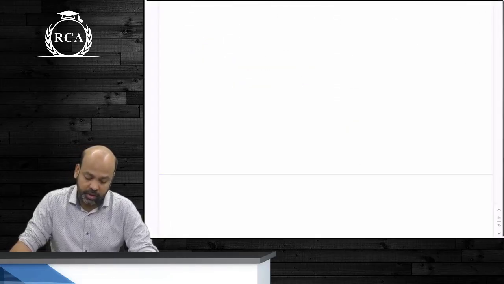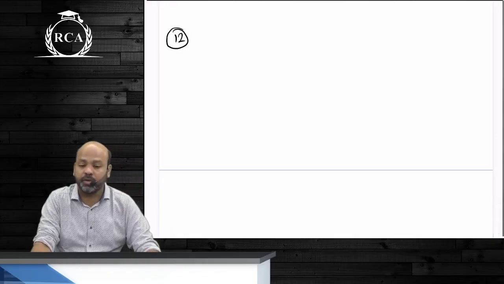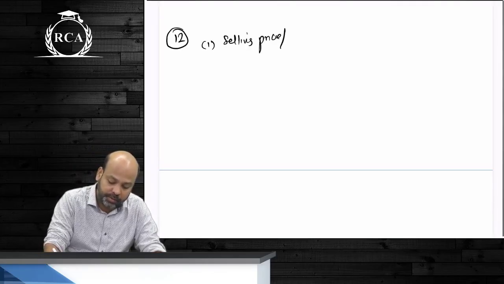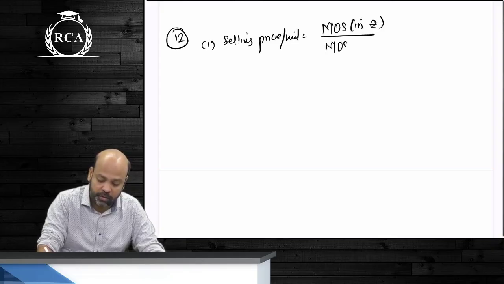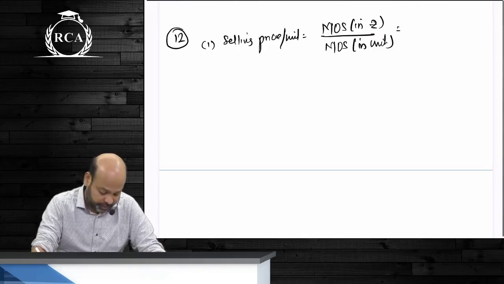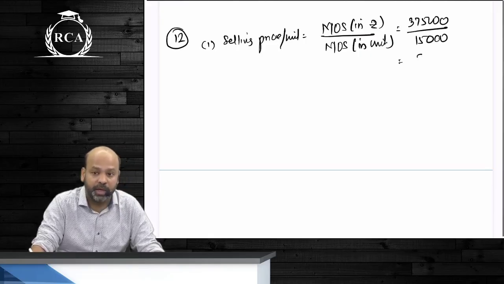Question is very clear guys, that your margin of safety in units is given, margin of safety in rupees is given. Can't we compute selling price using that guys? Our first bit, selling price per unit, is nothing but margin of safety in rupees divided by margin of safety in units. Margin of safety in rupees beta is given as 3,75,000. Margin of safety in units is given as 15,000 units. You will get a selling price of 25 rupees.